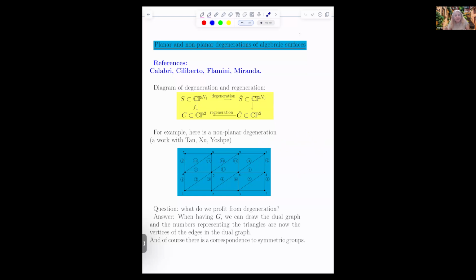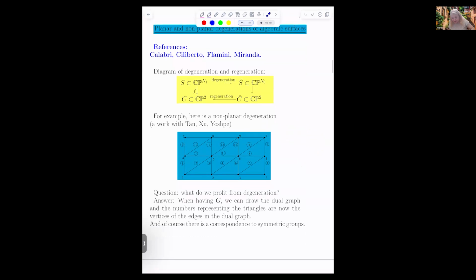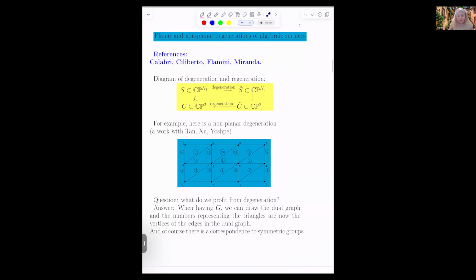So it's very nice to deal with the symmetric group, of course. We know how to play with this. We took basic courses, and most of us know how to deal with symmetric groups. So it's just convenient to work with this language. Now, very important to say, guys, that good references for learning these deformations are Calabri, Chiliberto, Flamini, and Miranda.